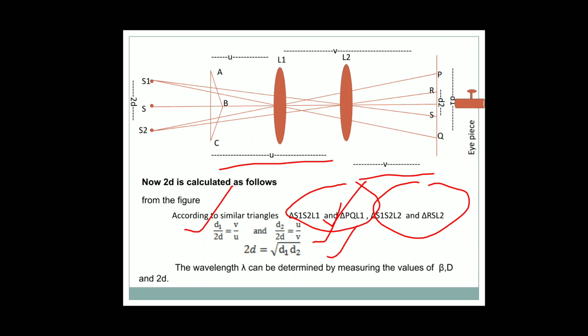Substitute these values of 2d, beta and capital D into the wavelength formula, lambda is equal to beta 2d by capital D, and we can determine the wavelength of light, lambda, using this experiment.